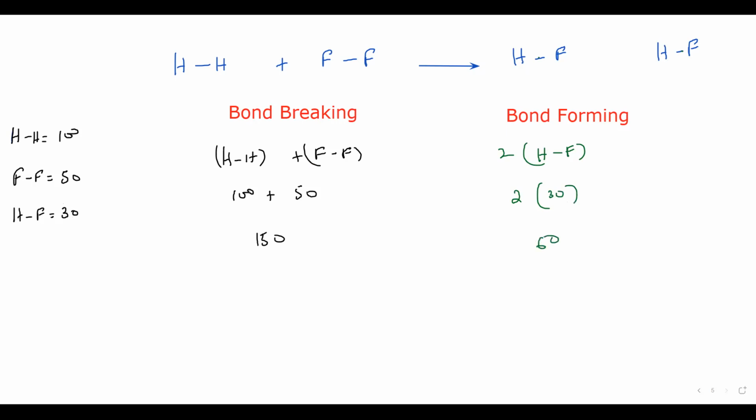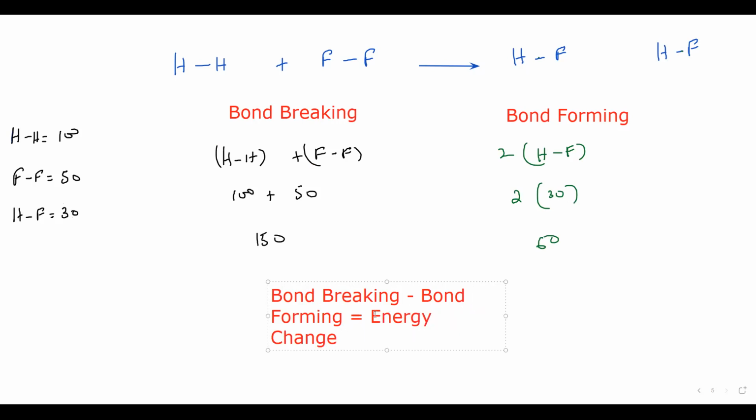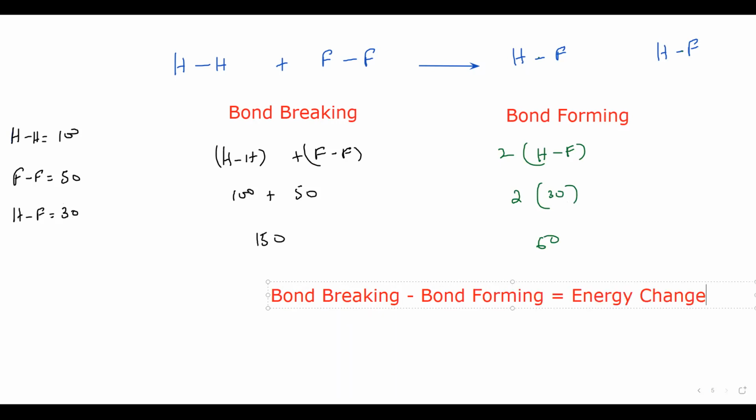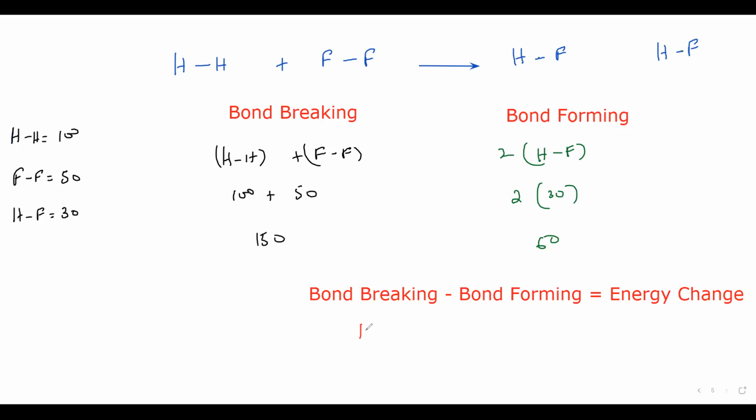Now how to calculate the energy change during a chemical reaction? The bond breaking minus the bond forming gives us the energy change. The bond breaking is 150 minus the bond forming, which is only 60. So when we take the difference, it comes out as 90, or plus 90.